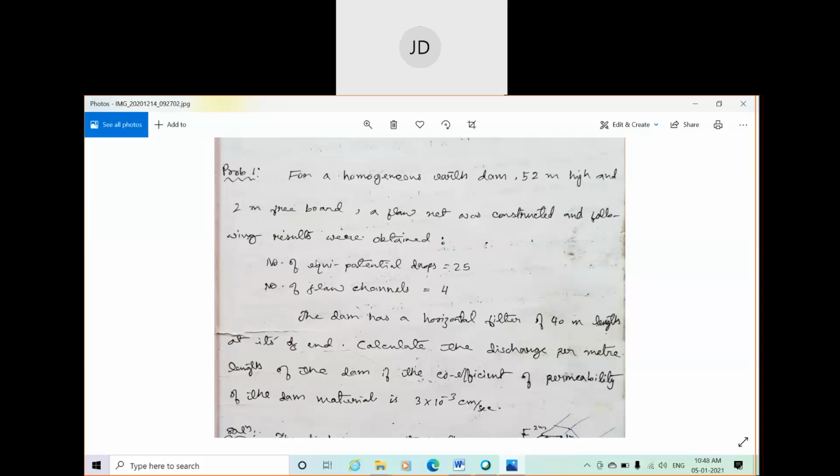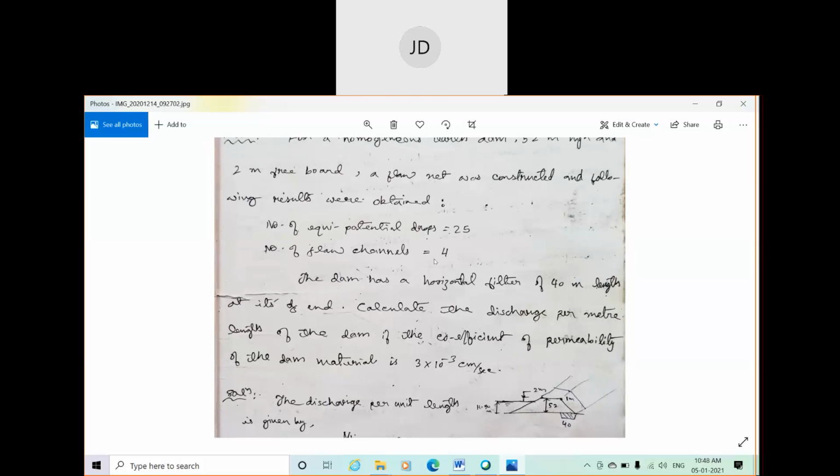So a flow net was constructed and the following results were obtained. A particular flow net was constructed within a dam, not actually constructed, but only for study. It was constructed on paper to study. So here some information is given for the flow net. Number of equipotential drops is given, number of flow channels is given. That is, 4 flow channels are given and 25 potential drops exist.